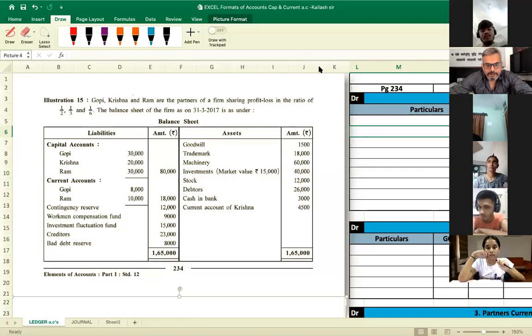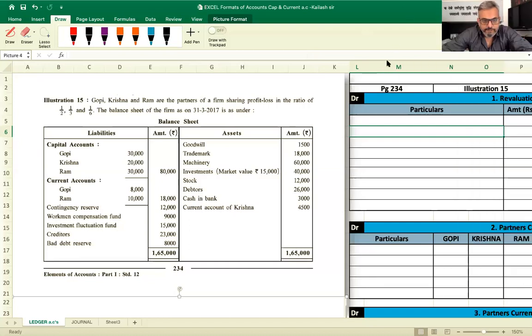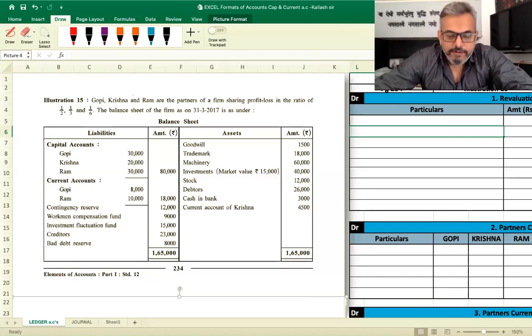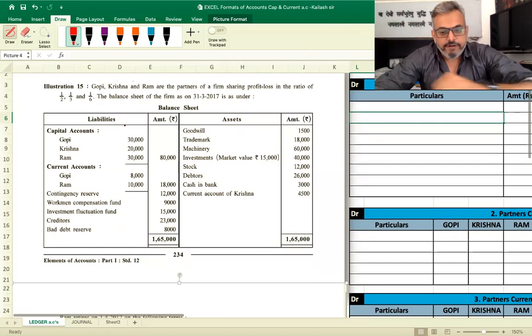So let's start now with illustration number 15 from the textbook. A similar exercise sum I have already solved in my other video lecture, so you can watch that. Now let's read the question.